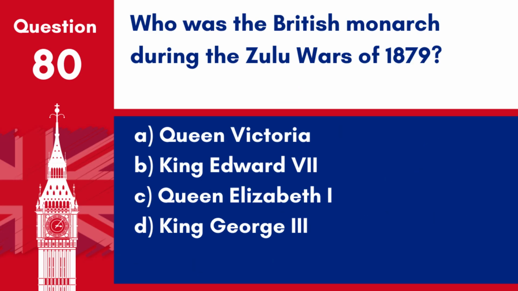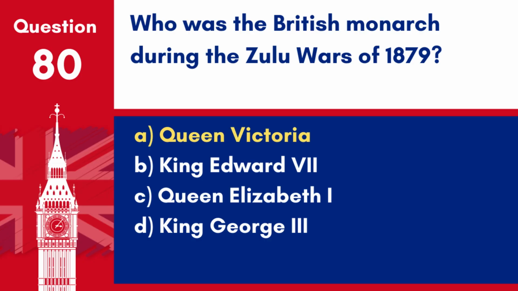Question 80. Who was the British monarch during the Zulu Wars of 1879? A. Queen Victoria. B. King Edward VII. C. Queen Elizabeth I. D. King George III.